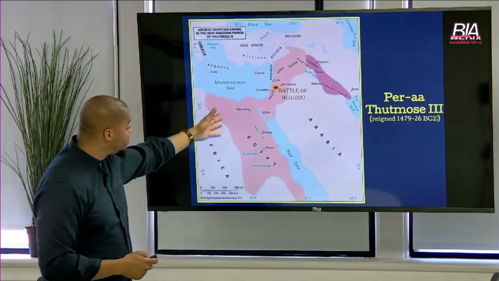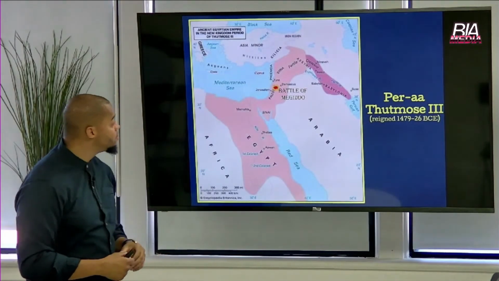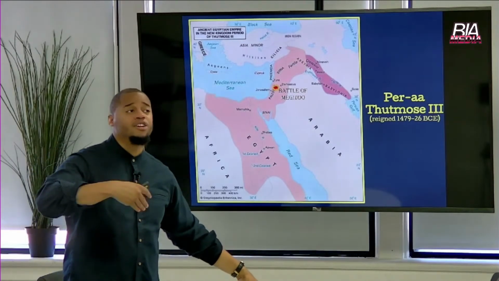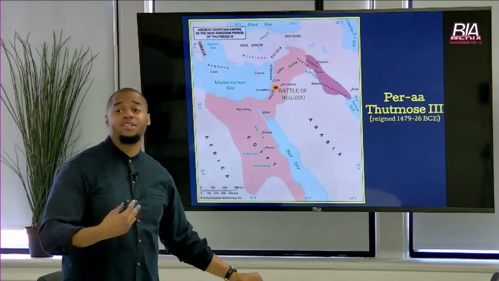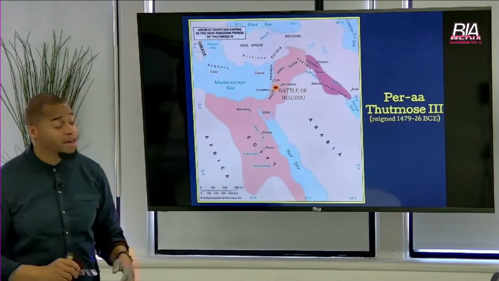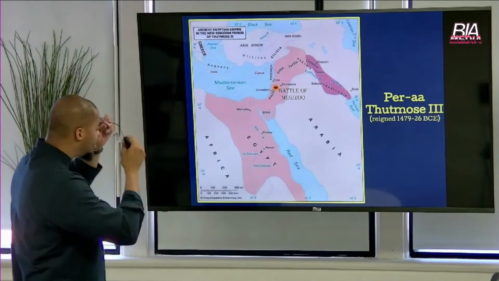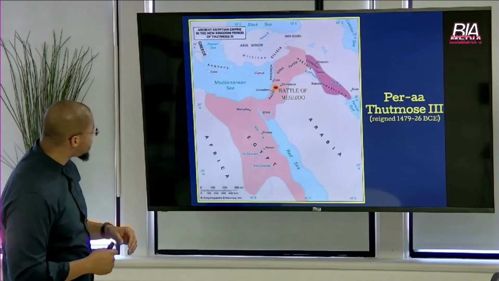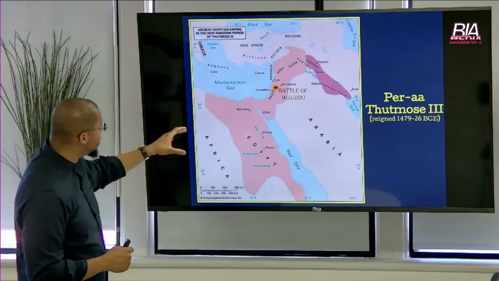He establishes Egypt all the way up to northern Iraq. This is the greatest extent of the ancient Egyptian empire. This is when Egypt becomes an empire and starts subjugating other people. Palestine, all the way up to Syria, up to northern Iraq. This is really important.